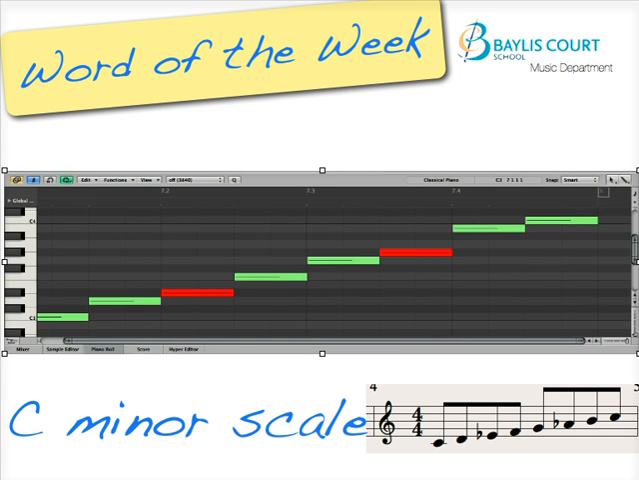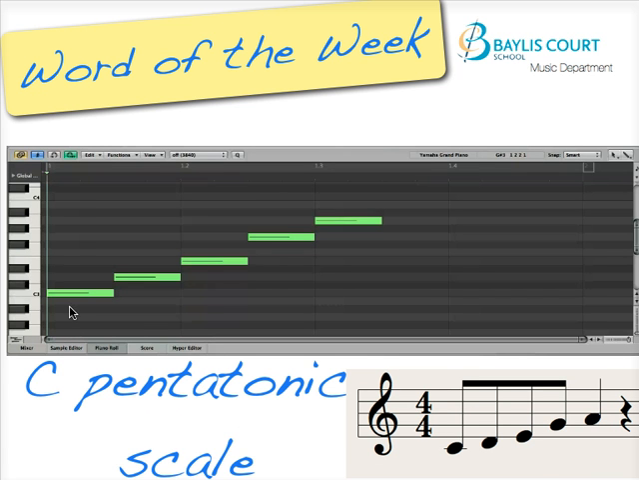One that we haven't heard before but is also very common is the pentatonic scale. This is especially common in rock music, blues music and lots of popular music. It's called pentatonic because pent means 5, and there are 5 different notes in this scale.